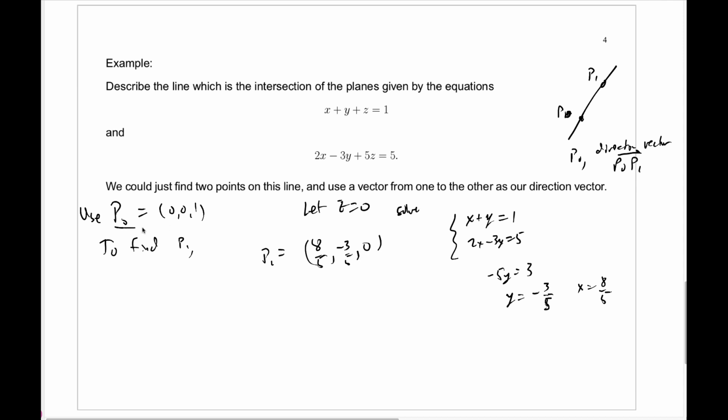So now I have 2 points, P0 and P1. I can use direction vector 5V to be the vector P0, P1. And so I just subtract coordinates to get the vector. 8/5 minus 0 is 8/5. Negative 3/5 minus 0 is negative 3/5. And 0 minus 1 is negative 1. I can use this as my direction vector.